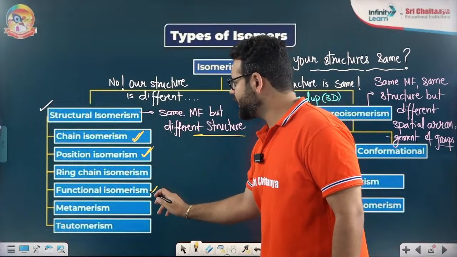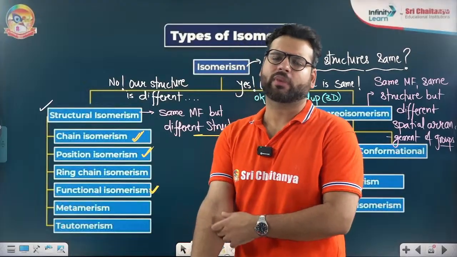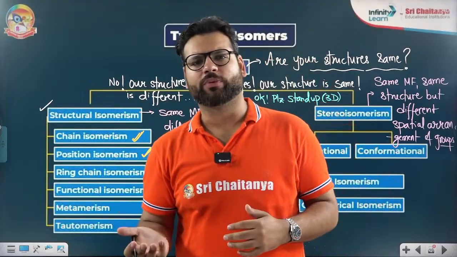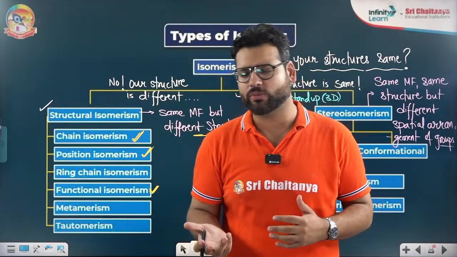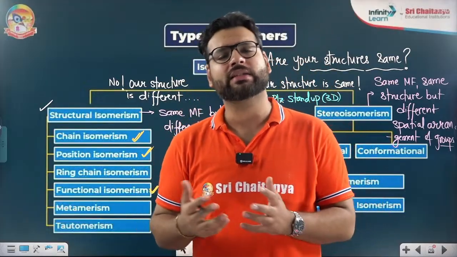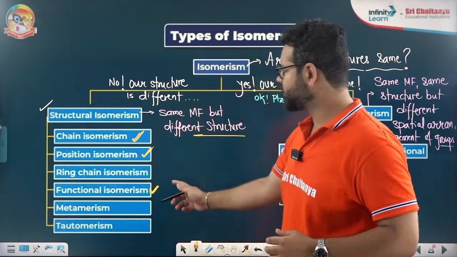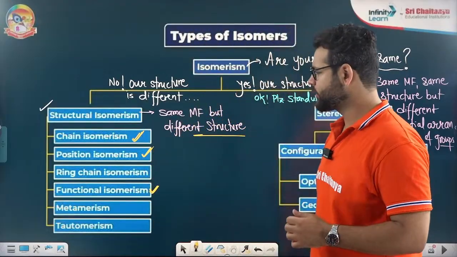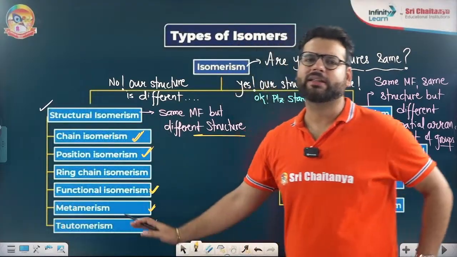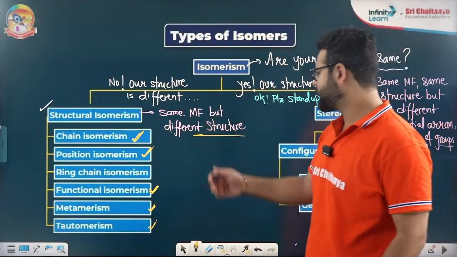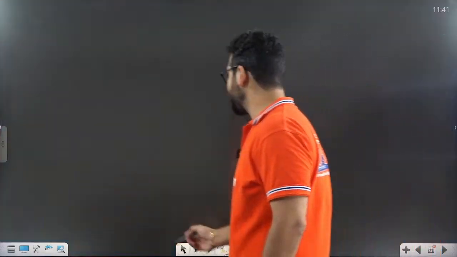Functional isomerism means they have different functional groups. For example, I showed you yesterday, alcohols and ether shows functional isomerism. Carboxylic acid and ester shows functional isomerism, and so on. Ring chain also I'll explain between the class. Metamerism will see separately. Tautomerism also will see separately. These are some special type of isomerism. So let us start with our first one. All of you can start writing.